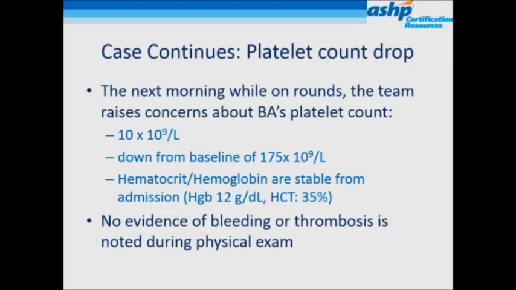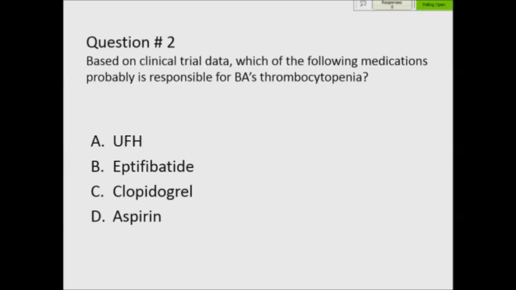However, the next morning on rounds, we noticed something kind of funny, and his platelet count has now dropped to 10, down from a baseline of 175. His hematocrit and hemoglobin are stable from his initial presentation, and there's no evidence of bleeding or thrombosis that has been noted on physical exam, which is good news, but we have a low platelet count that is very concerning. And so, which of the following medications do you think was most likely contributing to our patient's thrombocytopenia?